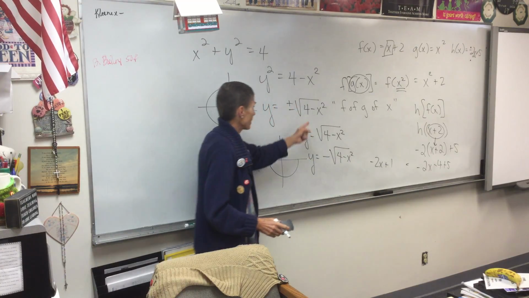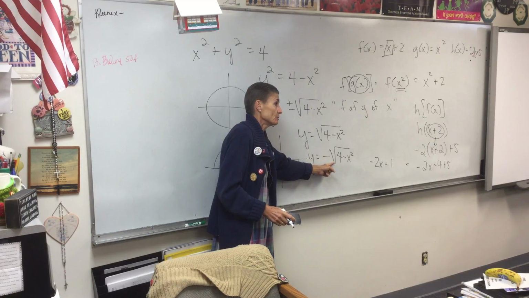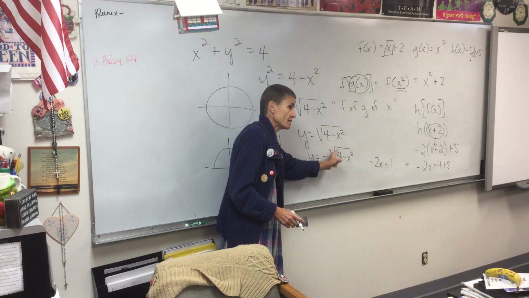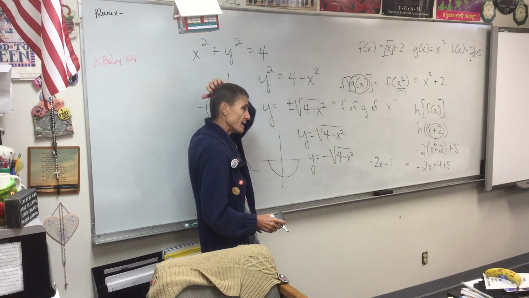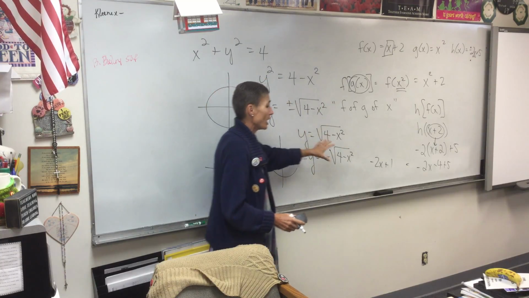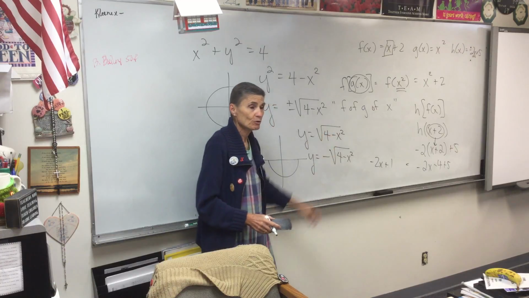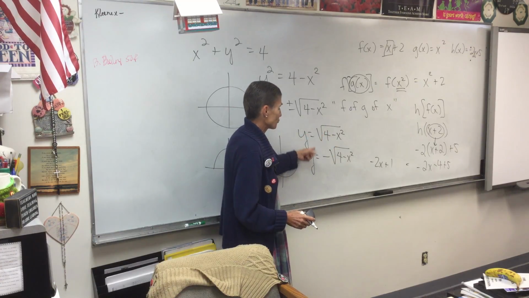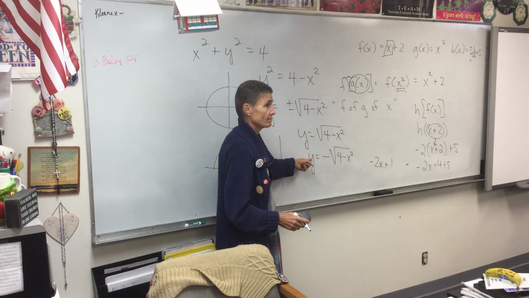Do not try to simplify that. You're done. Don't try to take the square root of the individual pieces. It's not right. You'll get the wrong answer. Just stop. After you've taken the square root, stop. These are your two implicit functions.